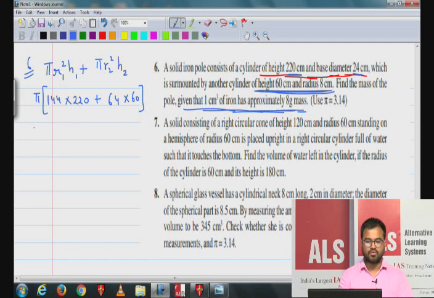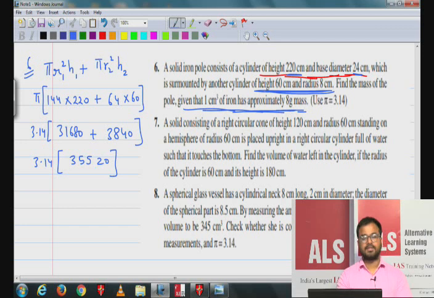So you can put pi as 3.14, we have to substitute. So 144 into 220, it will be 31680, plus 64 into 60. So 64 into 60, that would be 3840. Now 31680 plus 3840, that would be 35520. Right. So this is the volume you will get.